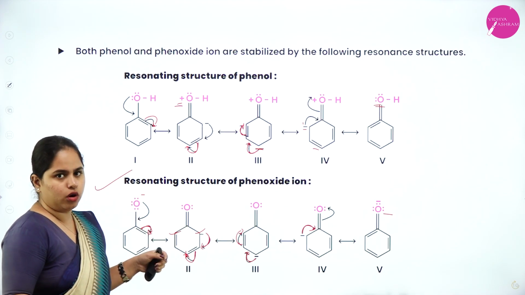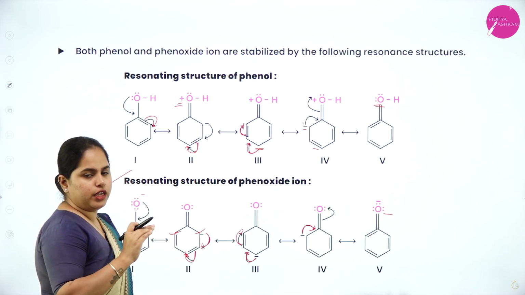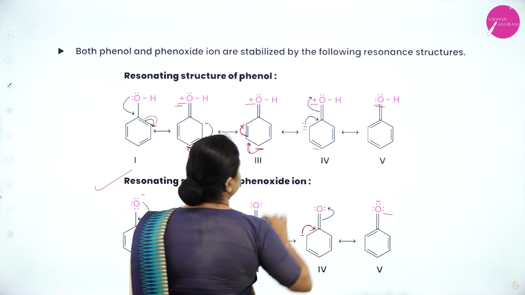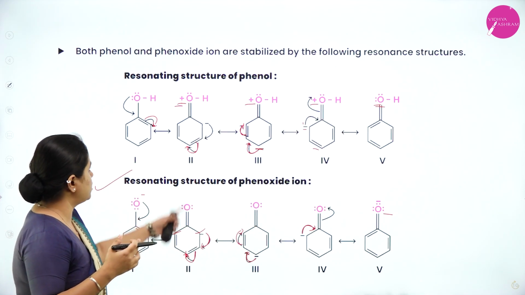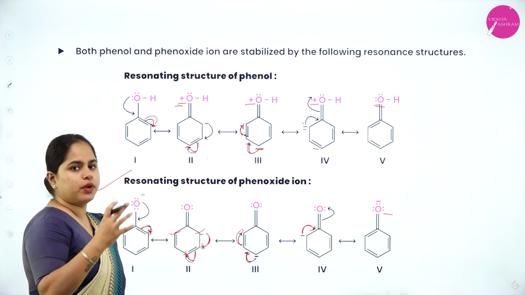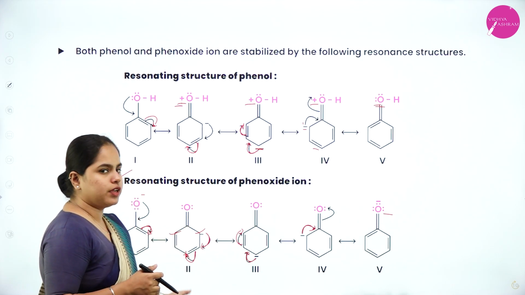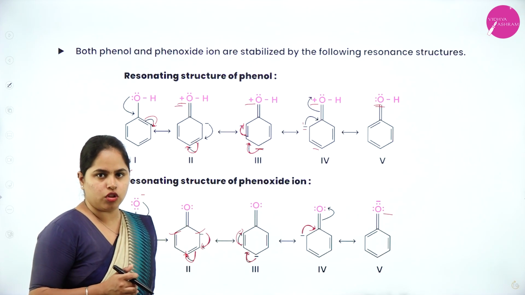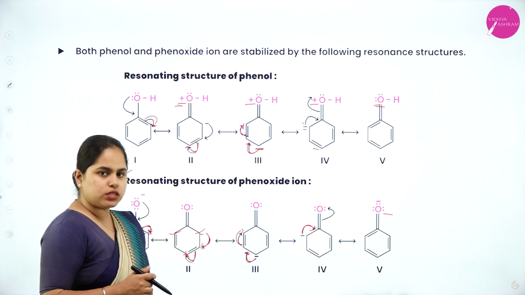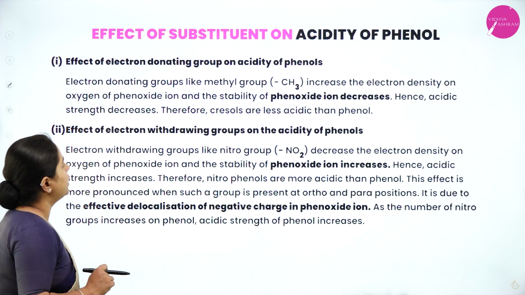But considering phenol, once the resonance takes place, you are getting a positive charge on the oxygen, right? So there is a charge separation: positive charge on the oxygen, and on the ortho and para positions you are having a negative charge. Because of this charge separation, phenol will be less stable. Considering phenoxide ion, you are not having a positive charge on the oxygen, only a negative charge in the ortho and para positions. That is why phenoxide ion is more stable than phenol. So I hope the reason is also clear for you, right?